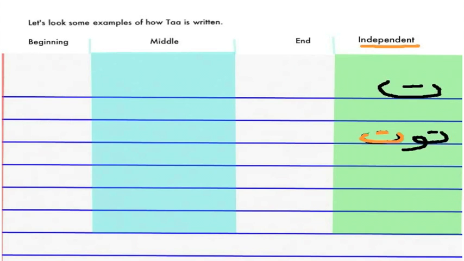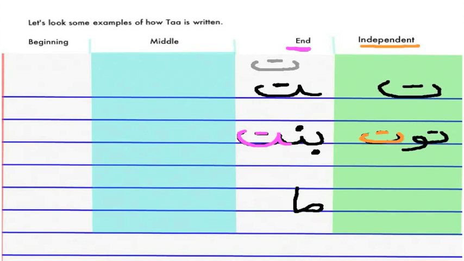When we write ta at the end of the word, it often attaches itself to the letter before, like this. Notice that this area here is the tail that we use to connect it to the letter before. A good example is the word bint, which means girl. Notice that when ta is at the end of the word, it can also be written independently, as in mat, which means dead.